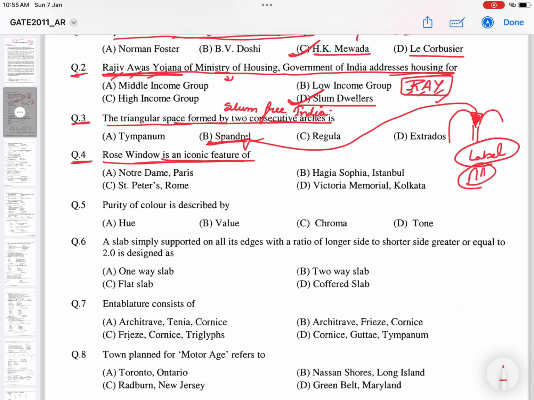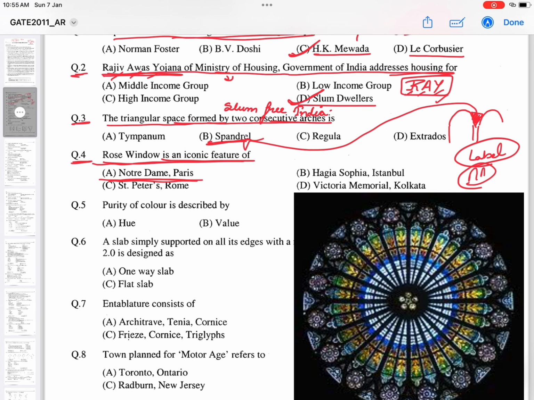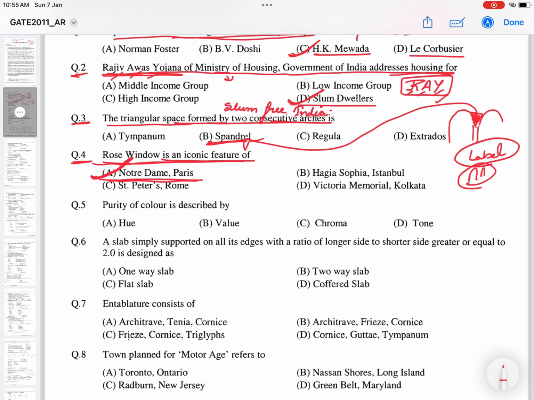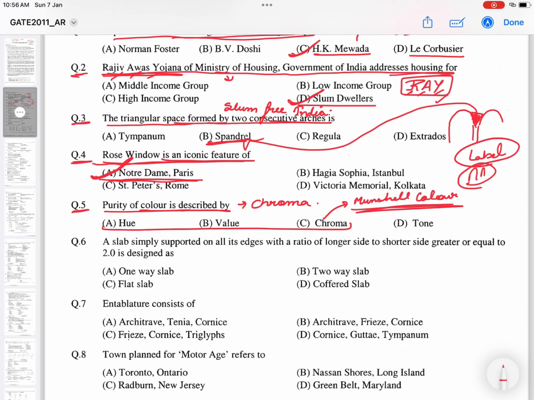Question number 4, rose window is an iconic feature of, yes, it is an iconic feature of Notre Dame, Paris, okay, remember it. Question number 5, purity of color is described by, it is always described by chroma. These three make the Munsell color system. Okay, in my videos I have shown what the Munsell color system is, so please go through it as well, but the purity of color is described by chroma.